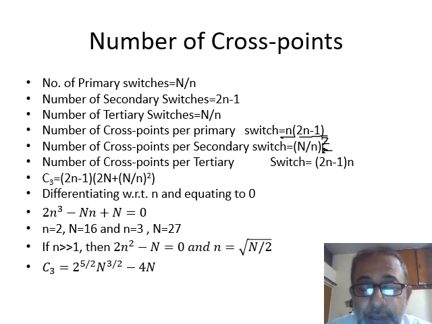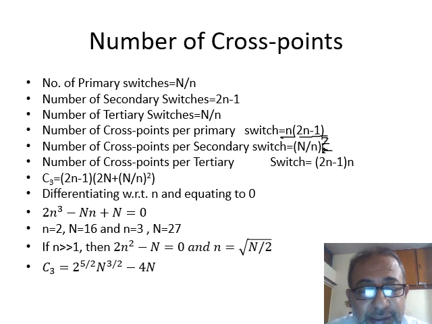We can put different values of small n. For example, we can put 2, and in this case capital N would be 16, and 16 would satisfy this choice. If we choose small n to be equal to 3, capital N would come out to be 27.